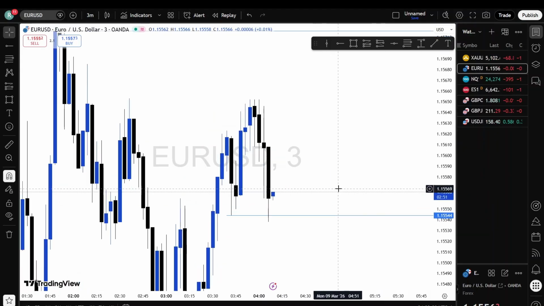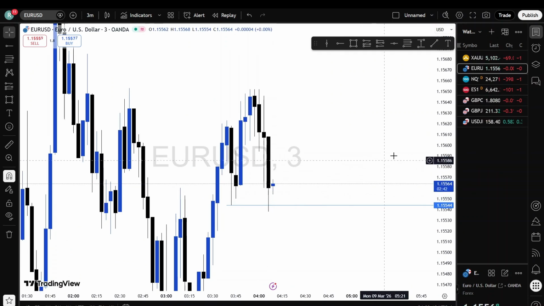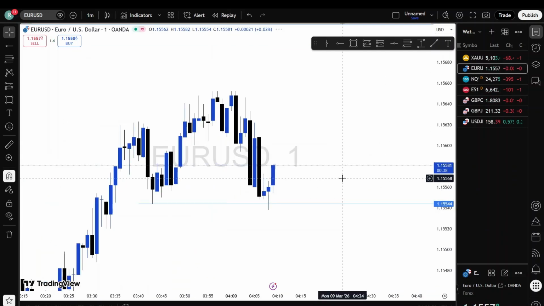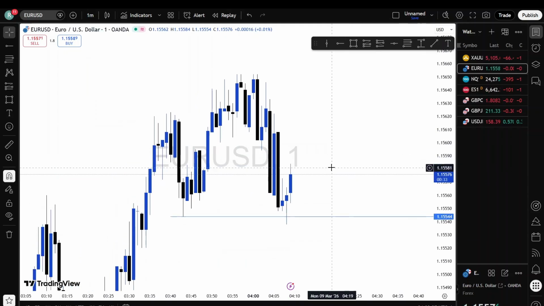3 minutes candle has been closed. So according to this, this is the first candle, this is the second candle, the third candle has already touched the wick of the first candle. So 3 minutes time frame is not going to create any FVGs. So if we create any FVG in 1 minute time frame, then we can plan this trade.